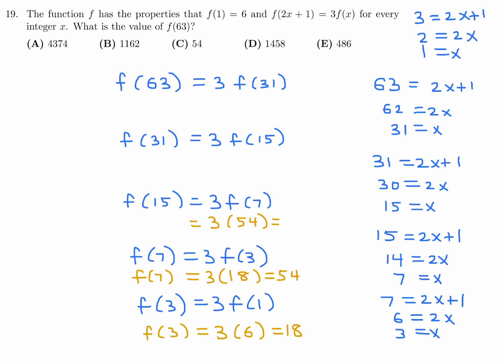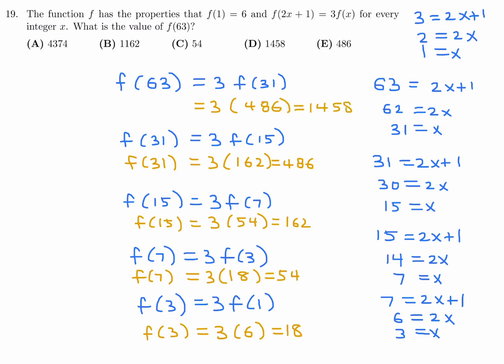And that is, what's 3 times 54? 3 times 54 is 162. So that's f at 15. Let's go here. 162 this time times 3, and that is 486, and that's f at 31. And then finally, we get to this guy, f at 31, 486, and that is 1458, and that's f at 63. So, interesting question. Number 19, the answer is D.